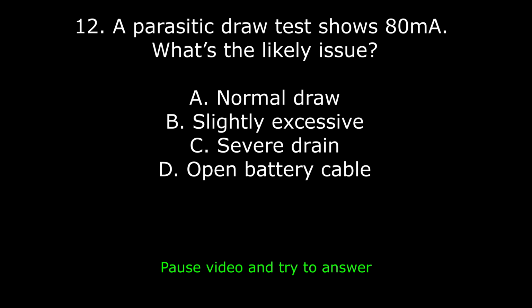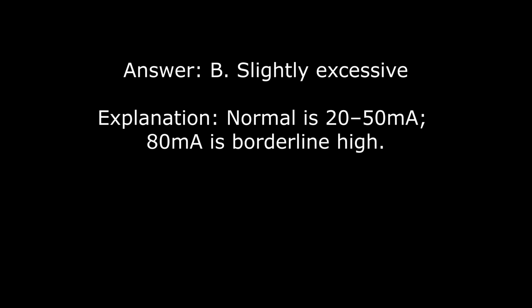12. A parasitic draw test shows 80 milliamps. What's the likely issue? A. Normal draw. B. Slightly excessive. C. Severe drain. D. Open battery cable. Answer: B. Slightly excessive. Explanation: normal is 20 to 50 milliamps. 80 milliamps is borderline high.